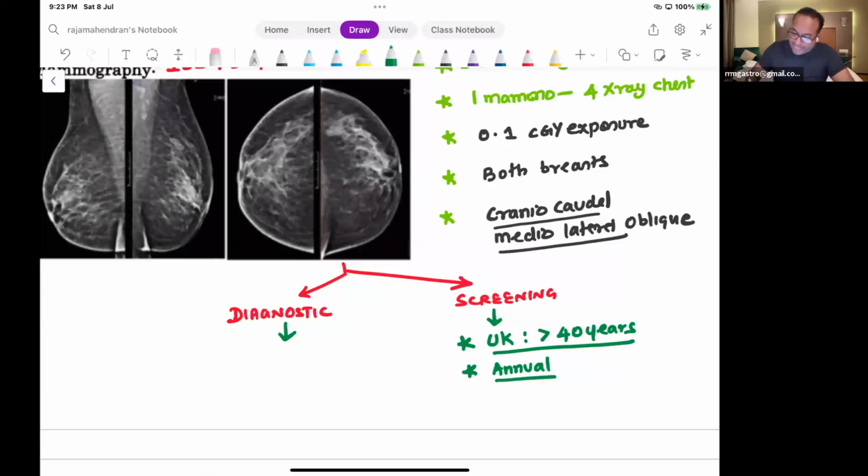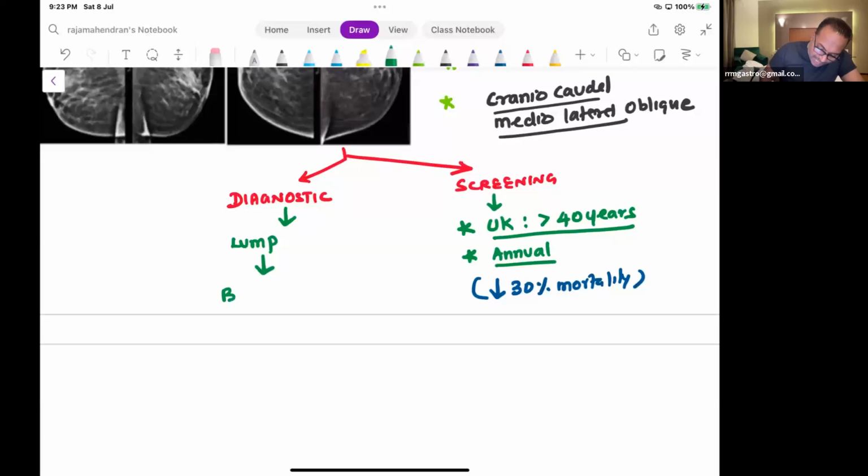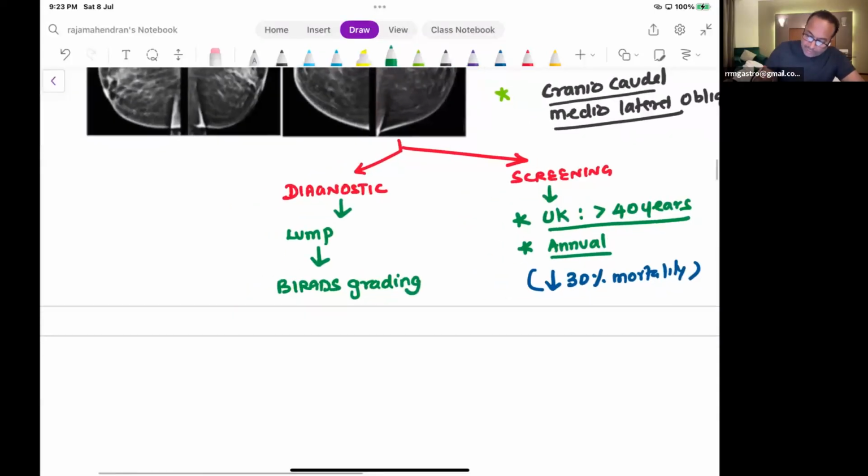By doing routine screening like this, they reduced cancer-related deaths by 30%, because they started detecting the cancer so soon. So 30% mortality was reduced by screening mammography. Diagnostic is for any patient coming to you with a lump, we have to see whether it is a cancer by doing a mammography. With the help of this, we will do a BI-RADS grading, which I am going to discuss. So diagnostic as well as screening, 2 purposes are there with a mammography.